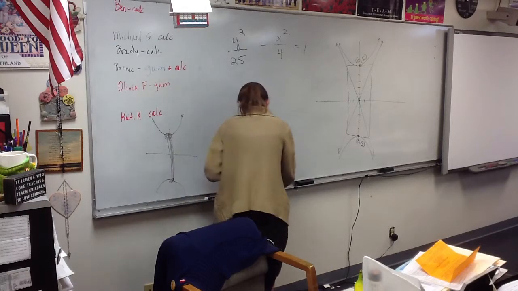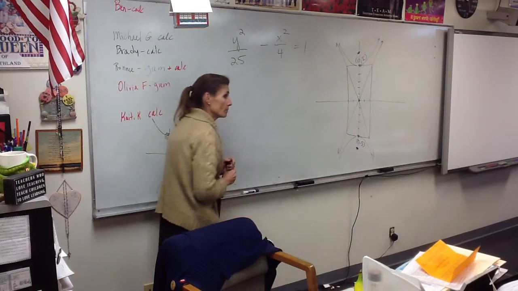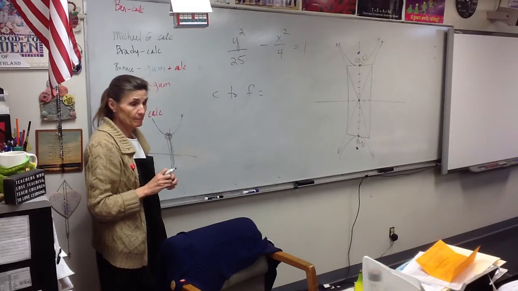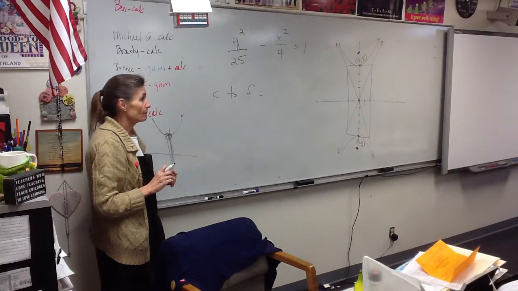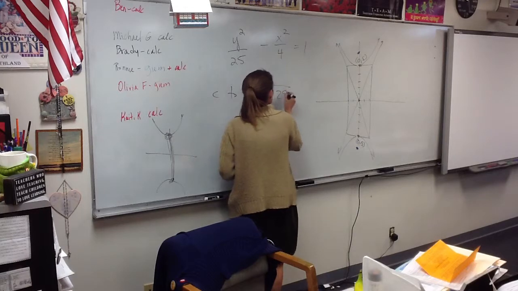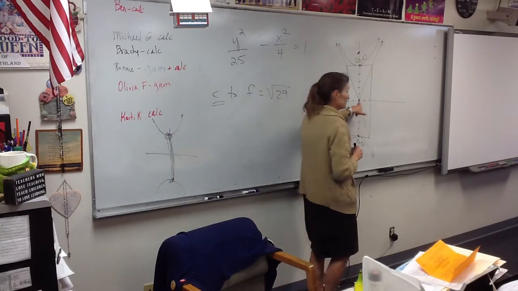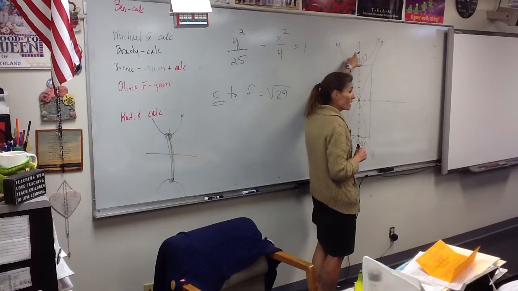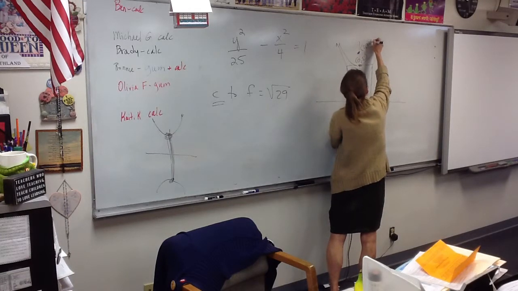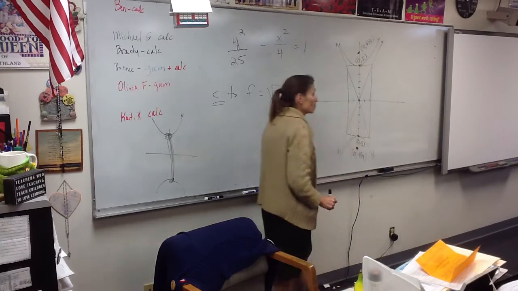Now, inside the curve are your foci. We need to find how far it is from the center to the focus. How do we do that? We add our denominators, so it's going to be root 29. So we start at the center and go up root 29. So this point will have what coordinates? 0, comma, root 29, yep. And this one will be 0, comma, negative root 29. Perfect.